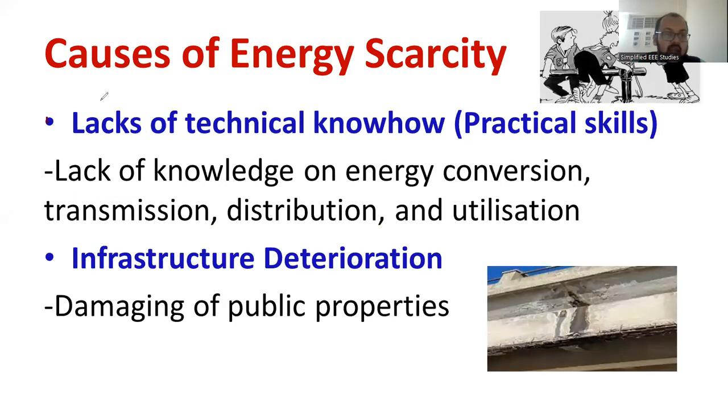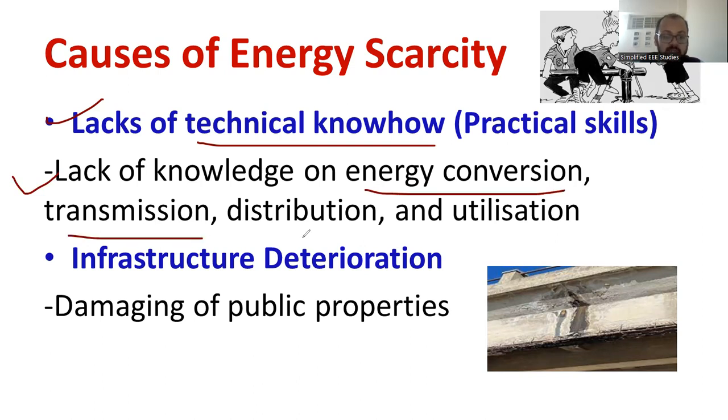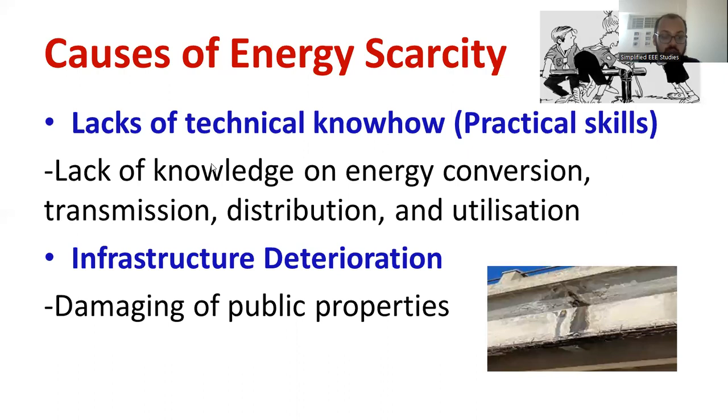Another important cause is lack of technical know-how. We have an energy source, but how do we extract the energy? That's the question. If people do not know how to extract and develop the energy sources, that is a major issue. Lack of technical knowledge, including knowledge of energy conversion, transmission and distribution, will be a reason for poor utilization of energy sources. We should learn how to extract renewable energy sources.